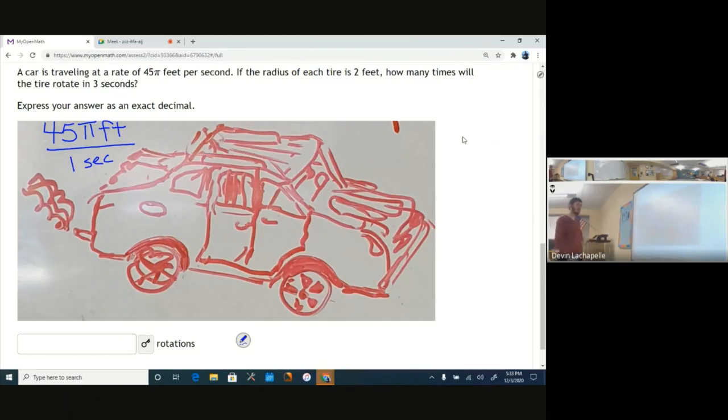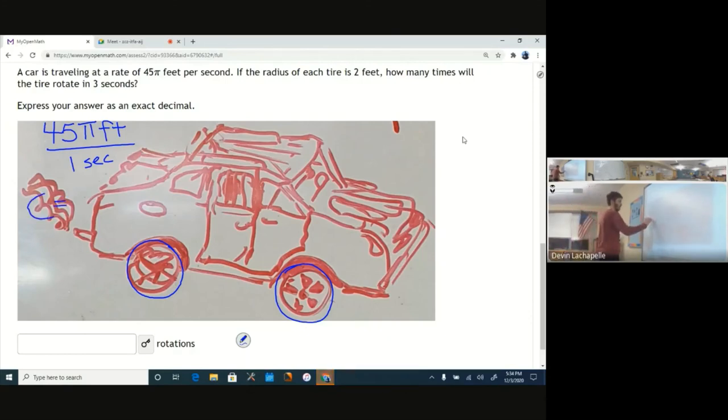Okay. Well, what we have to figure out is, what's the distance of one rotation? Well, it's a circle. So the distance of one rotation of our tire is going to be just the same as our circumference. So this is where we have to remember circumference. That's going to be 2 pi times radius, or pi times diameter. So again, circumference is the same as one rotation.